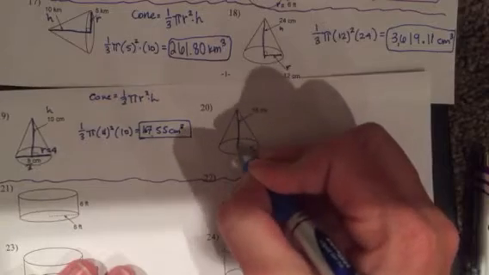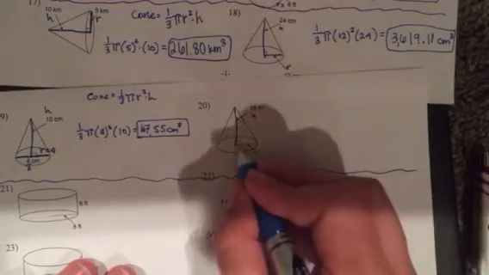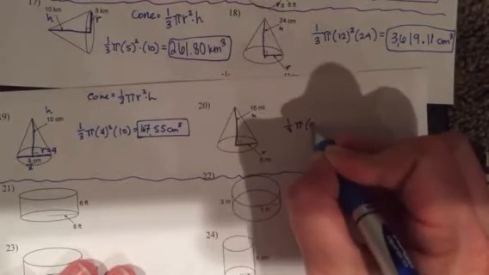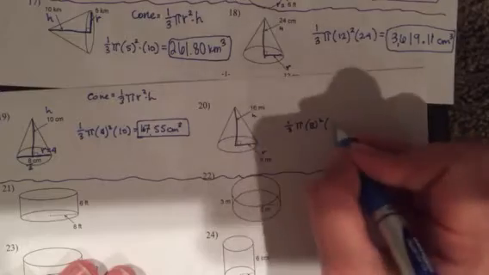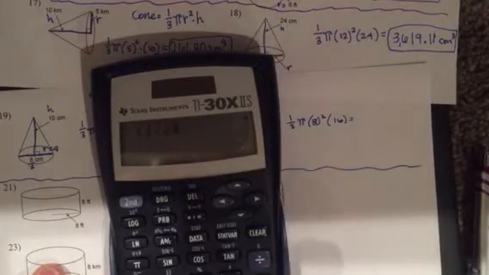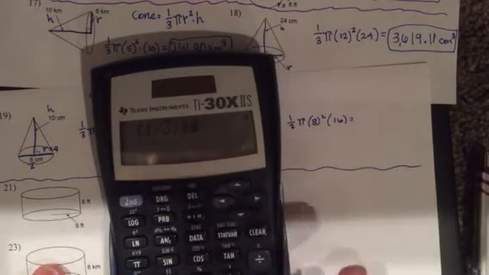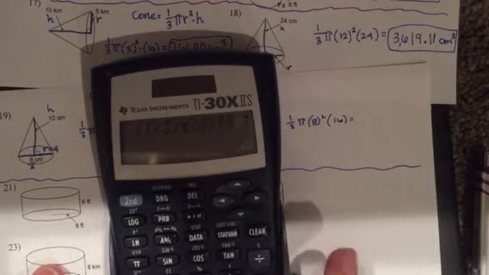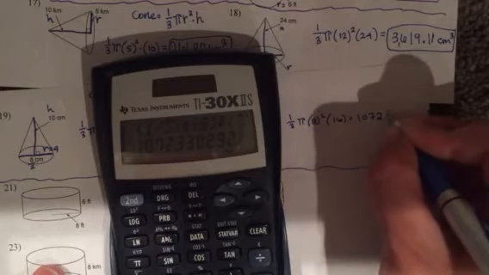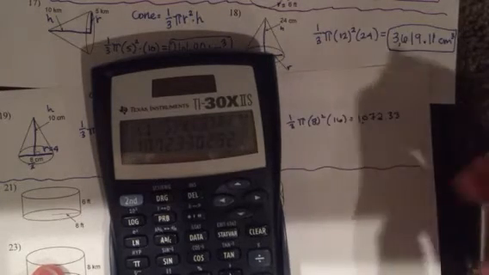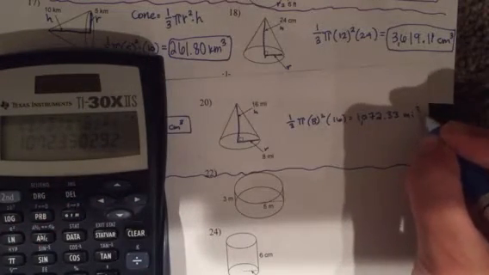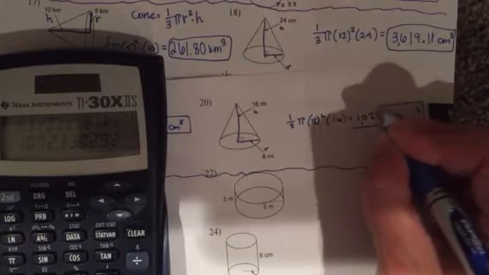I have my height, I have my radius, 1/3 pi r squared times the height equals 1 divided by 3 pi 8 squared times 16 equals 1072.33, and our measurement is in miles cubed because it is volume.